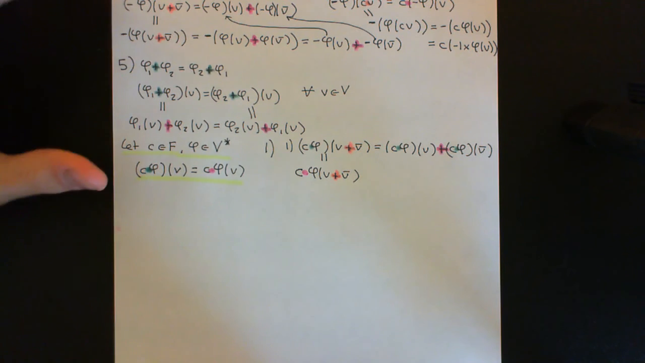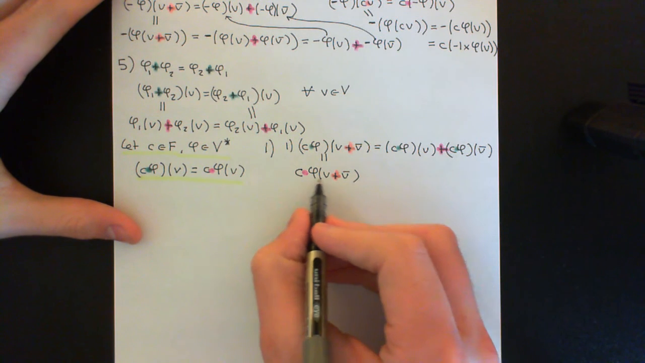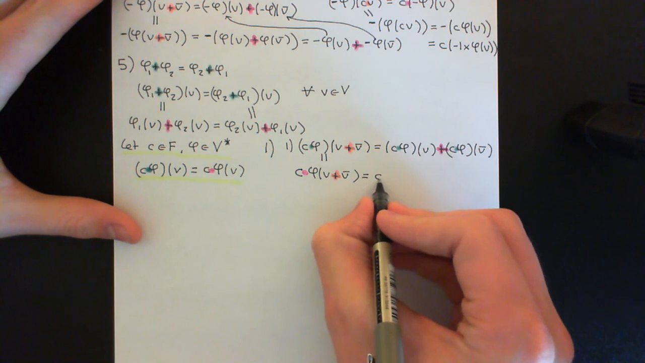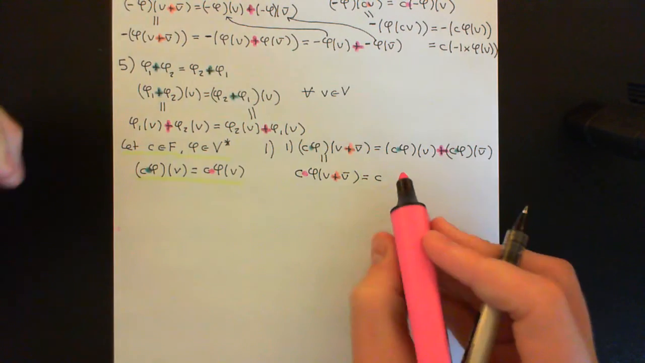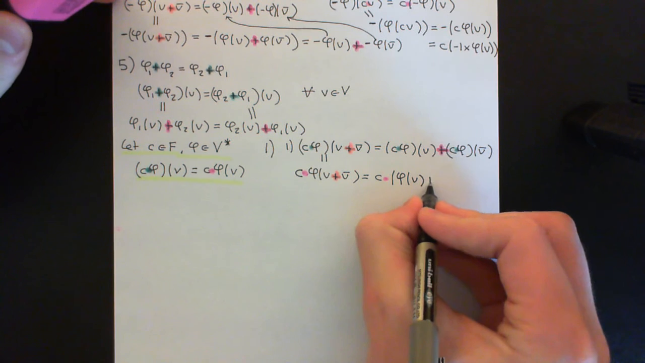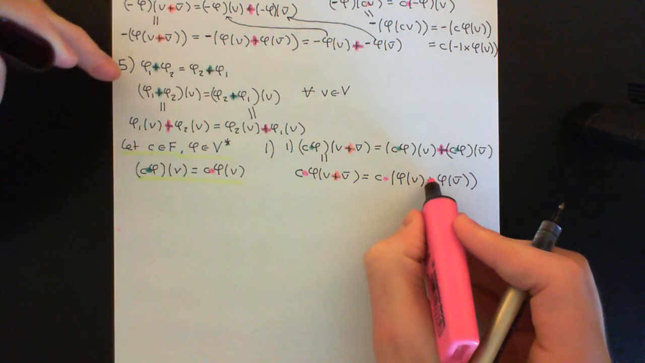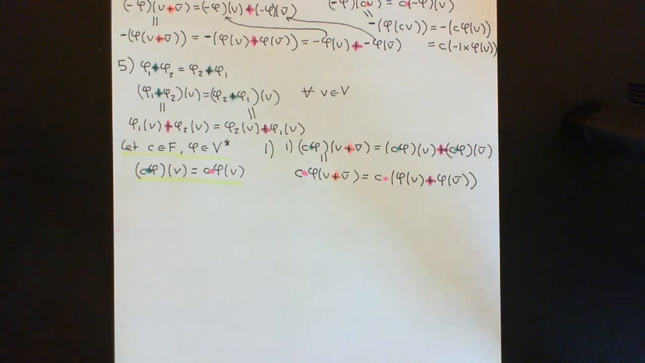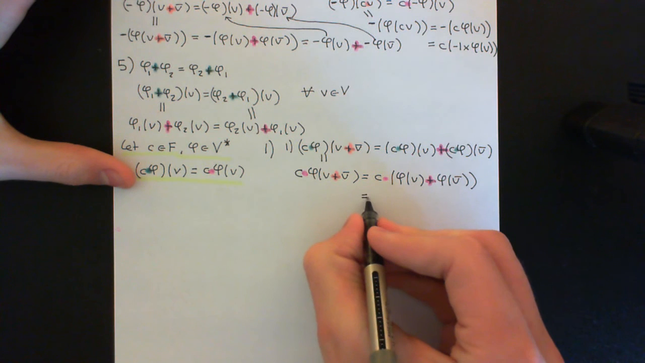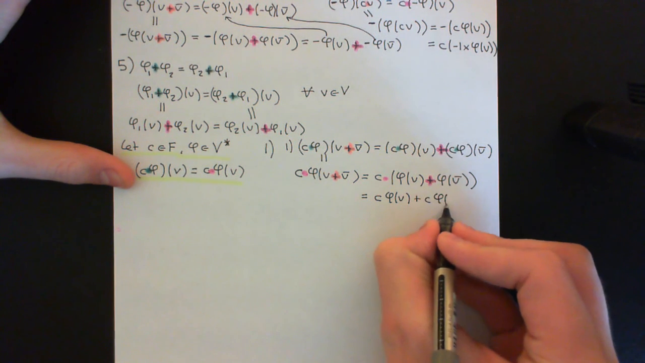Now what can we do? Well, we can apply the fact that phi is a linear map here, and we can therefore split this up in the way that we can with linear maps. So this will become c, and it will still be times in the field, and now what we'll end up with is phi of v plus phi of v bar, and of course this addition here is now addition in the field. Now what we can do is apply the fact that multiplication distributes over addition in the field to say that this is the same thing as c times phi of v plus c times phi of v bar.